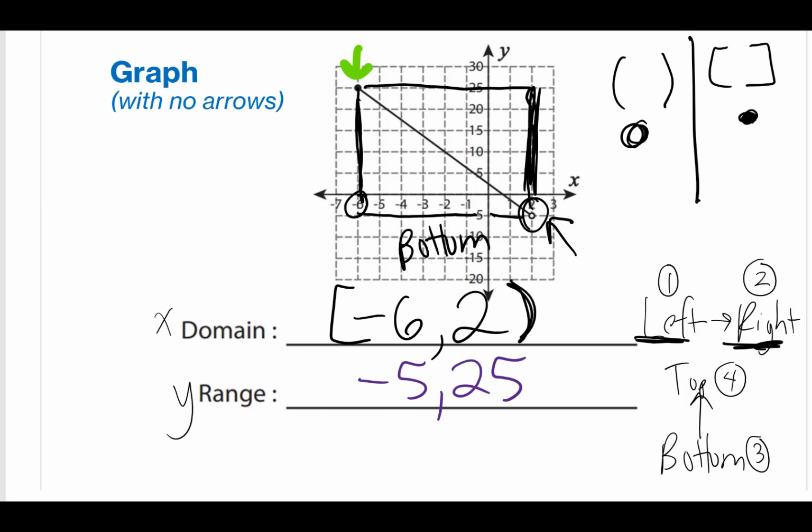The next part is the bottom. Bottom es siguiente, -5 is touching, está tocando un punto abierto. It's touching an open point. Open point means use parentheses. And then the top, el lado arriba, está tocando, it's touching a closed point, un punto cerrado, right? So eso significa necesitas usar brackets, right? So we're going to use brackets. And that's how you do a graph with no arrows.